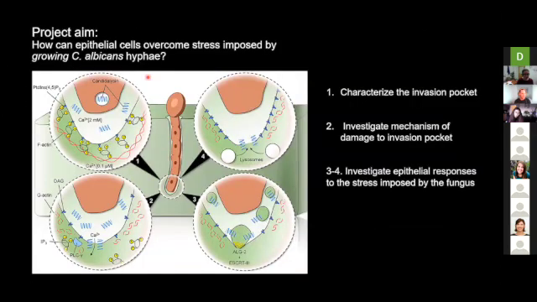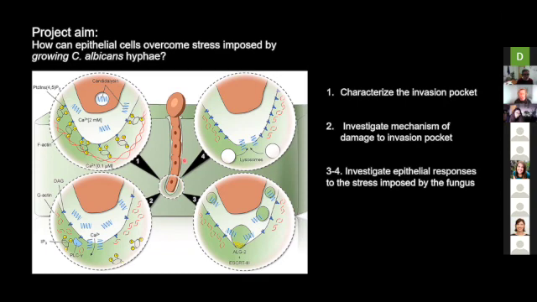So yeah, the overall project aim is how can epithelial cells overcome stress imposed by growing Candida albicans hyphae, as you see in the model here. If we break these aims down a little bit, the first one is to characterize the invasion pocket. We don't really know what it consists of. We just know that it's a deep pocket that is formed, but we don't know how it's formed and what it consists of. The other thing we know is that, of course, the pocket gets damaged due to Candida lysin, but you also have the mechanical pressure exerted by the hyphae itself. And this is also something we need to take into consideration.